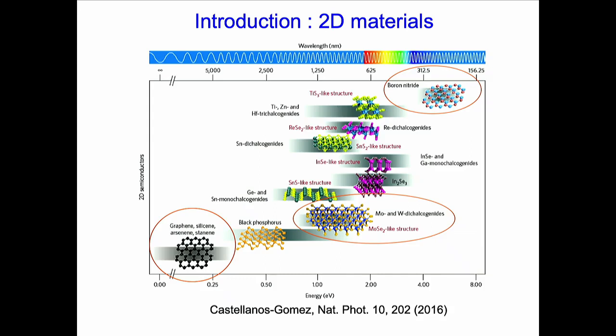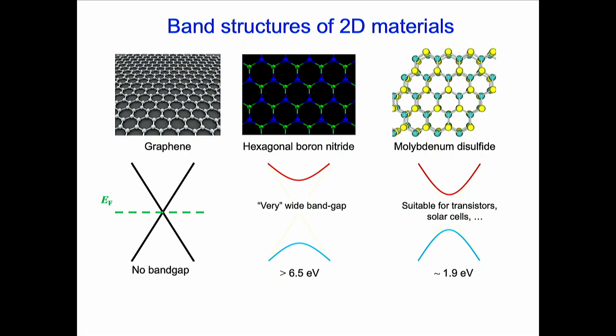And then you have the transition metal dichalcogenides somewhere in the middle. So I give another overview here. Graphene, you remember the famous linear crossing of the bands, which makes it very exciting for physics, but not so exciting for semiconductor applications, because there is no gap.